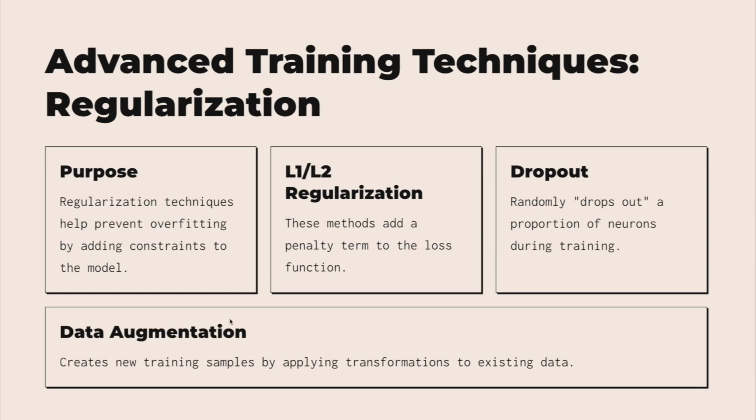I want to quickly touch on regularization, which we did talk about in last week's video, but we'll quickly review it, and we'll talk about some new things. Regularization helps prevent overfitting by adding constraints to the model. It is basically able to smooth out the curvature of the model so that it's less fit around the training samples.